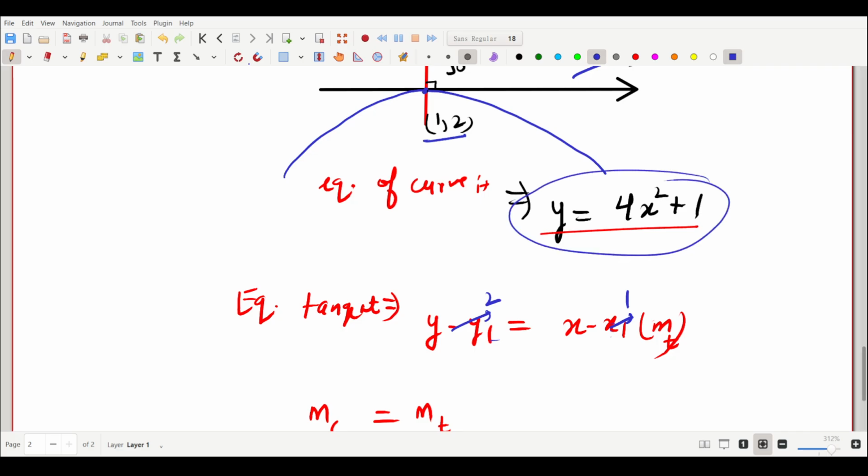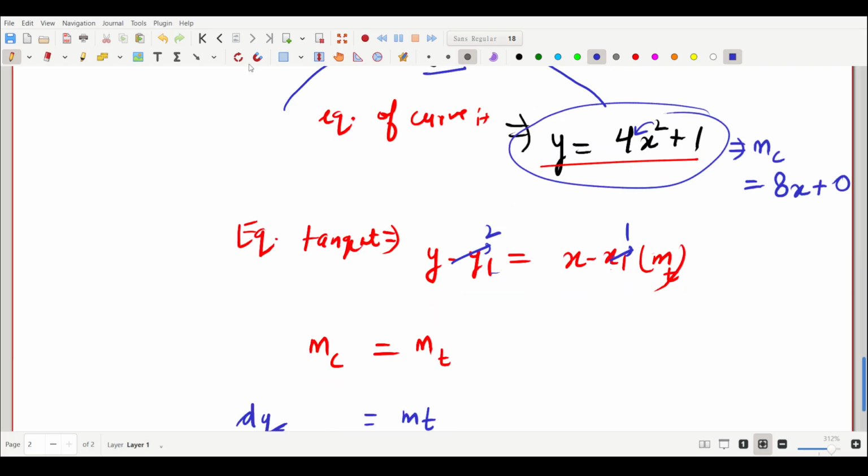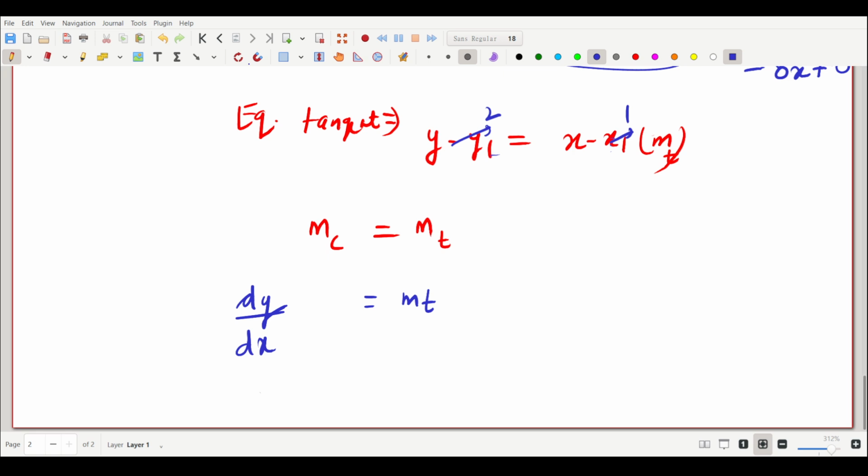I have already told you, in finding dy over dx, you have to do it specific for a term. So 2 will come down and the power will reduce by 1. 2 will become 1. So the dy over dx, that I will call by MC, slope, will become 4 times 2, 8x, plus differential of 1. Differential of any constant number is always 0. So the slope of the line is 8x. Dy over dx value is 8x. 8x equals slope of tangent.